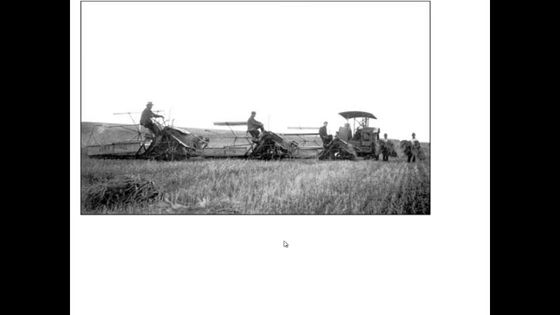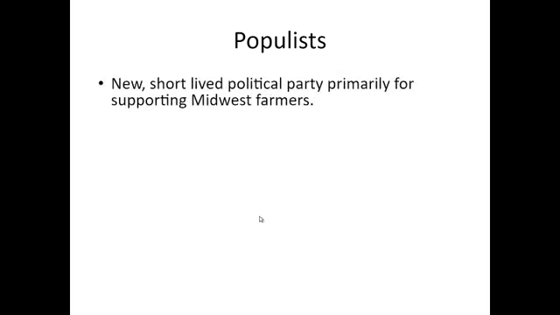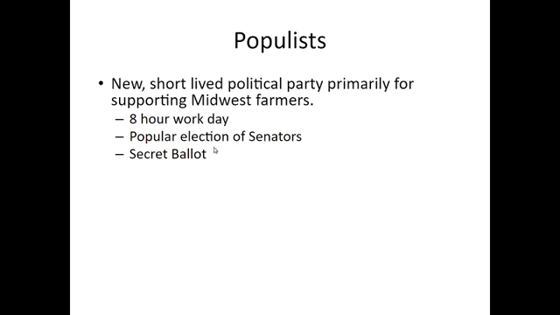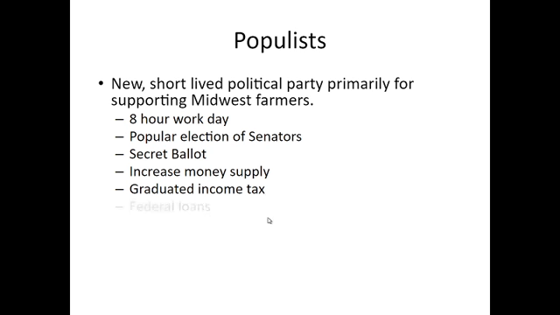So there's some farmers. Okay, and what are the kind of things that they wanted? Let's go through the list. 8-hour workday, popular election of senators, secret ballot, so that people didn't know who you vote for, so you have privacy in your voting. You can vote for whoever you want, right? That's kind of a key American idea we think of. Increased money supply, graduated income tax, which means that poor people pay even a smaller percentage. They don't just pay less because they're poor, but they pay a smaller percentage of their income in taxes.